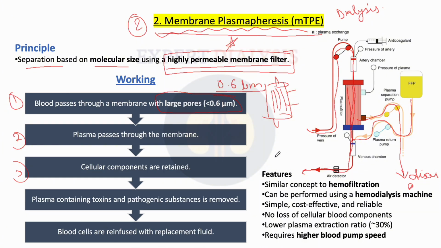Now, what are the features of this therapy? The main features are that it is a similar concept to hemofiltration and can be performed using hemodialysis machines. It is simple, cost effective and reliable. Here we have no loss of cellular blood components. A lower plasma extraction ratio is the only drawback here. Around 30% of plasma is all we are able to exchange in one session, and it also requires a high blood flow rate. So this is all about membrane plasmapheresis.